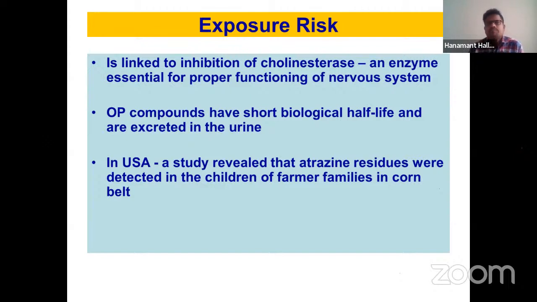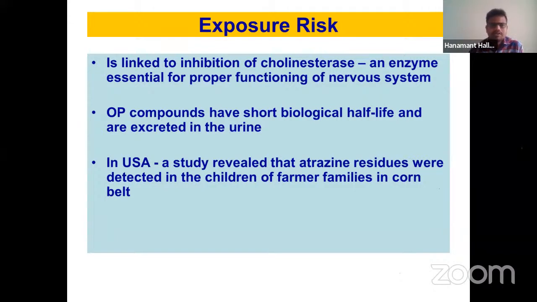So suppose while spraying the herbicides, if you get exposed to some of the herbicides frequently, often, definitely we may face some of the major problems in future. So that's why we recommend safety measures while applying herbicides or any chemicals. Some of the organophosphorus compounds have short biological half-life and are excreted in the urine.